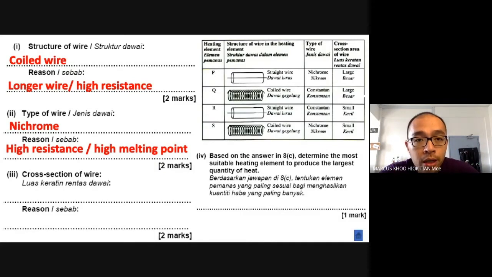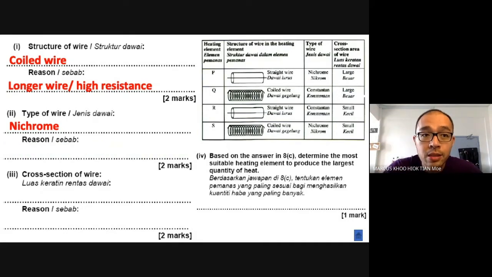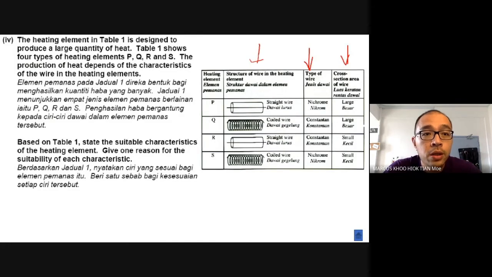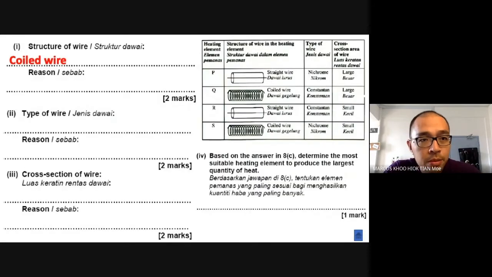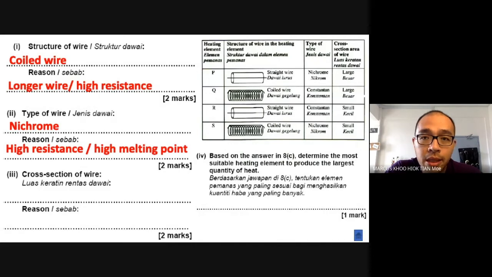Why do we use coiled wire? Because the longer the wire, the more the resistance. We want more resistance because the question is asking us to make a heating element. The most important thing is it must be hot, not bright. We want the heat. So the type of wire will be nichrome because it has high resistance. Another good answer is high melting point. Cross-sectional area, please. Small cross-sectional area. Why? High resistance.